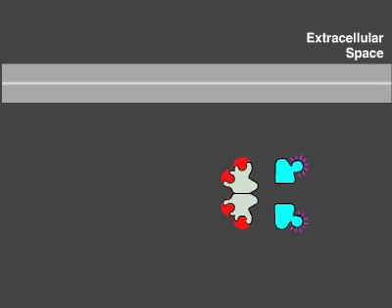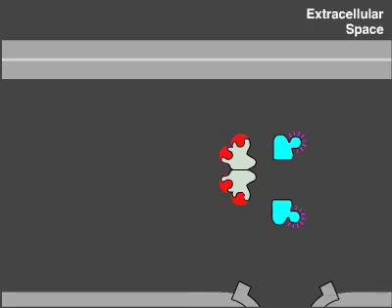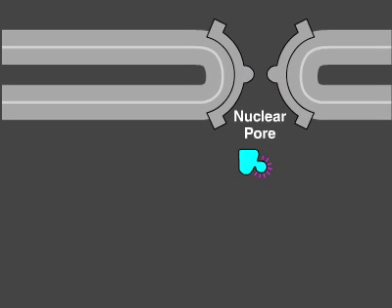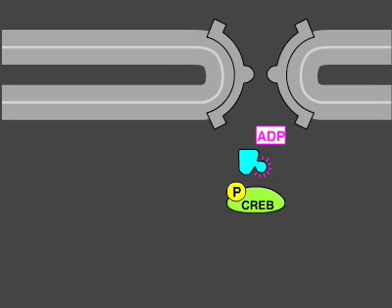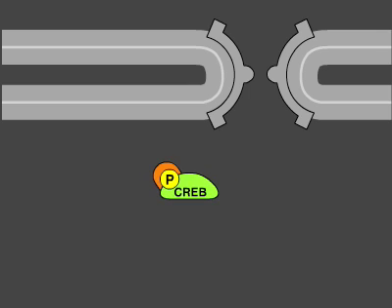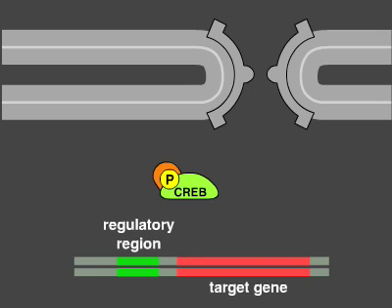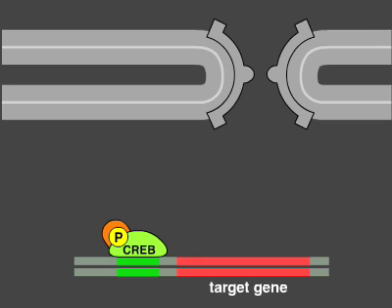In some endocrine cells, for example, the activated PKA catalytic subunits enter the nucleus, where they phosphorylate a transcription factor called CREB. Phosphorylated CREB then recruits a CREB-binding protein. This complex activates transcription after binding to specific regulatory regions that are present in the promoters of appropriate target genes.